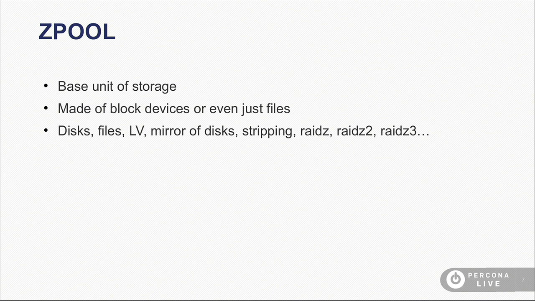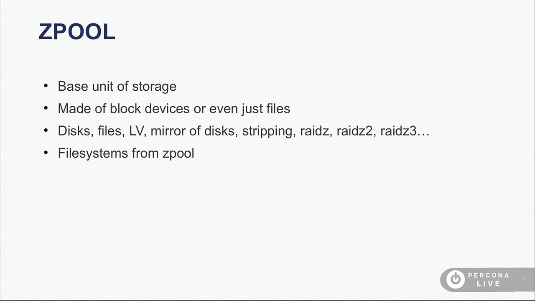But more generally, it works with disks, files, LVs, mirrors. RAID Z is the ZFS equivalent of RAID 5. RAID Z2 is RAID 6. RAID Z3 is, well, there's no RAID 7, but it's multiple redundant parity.